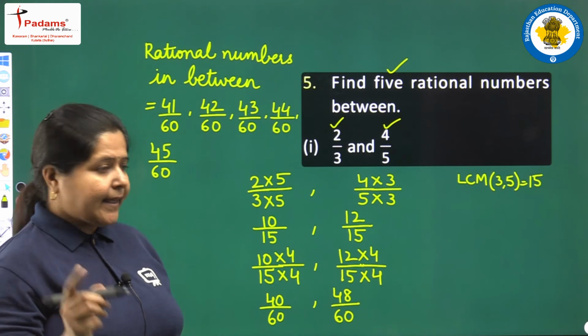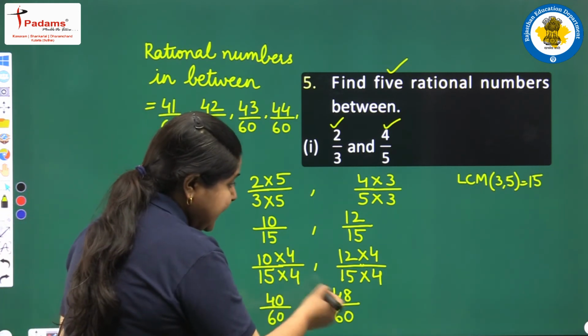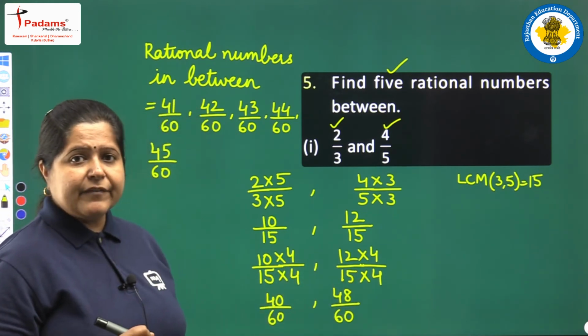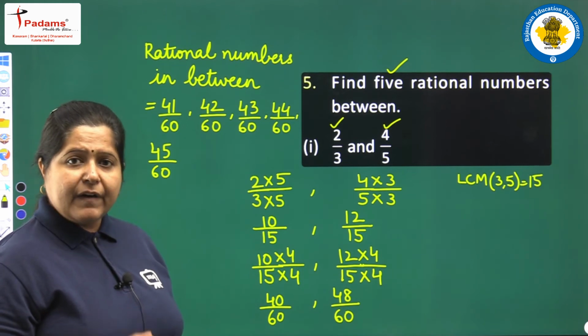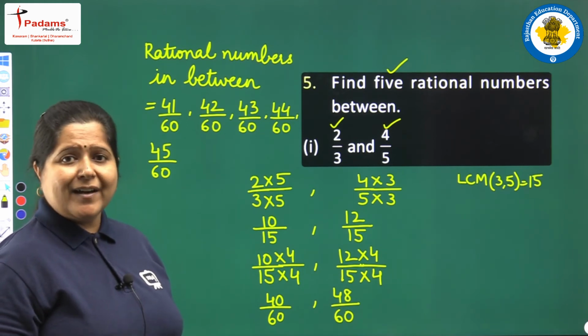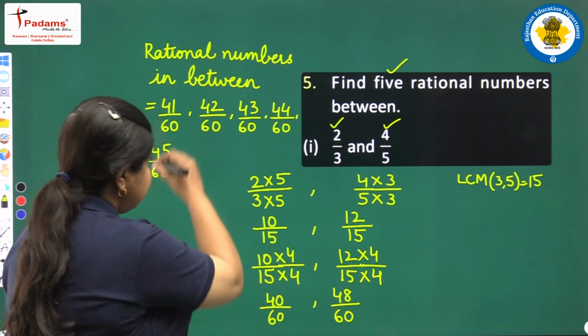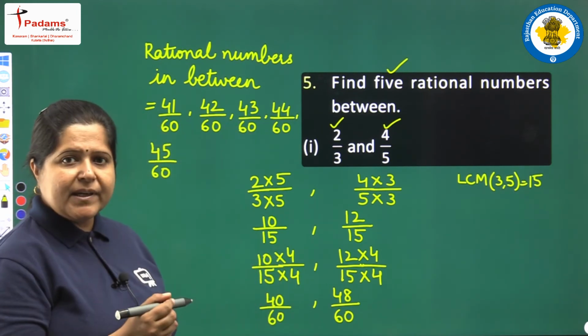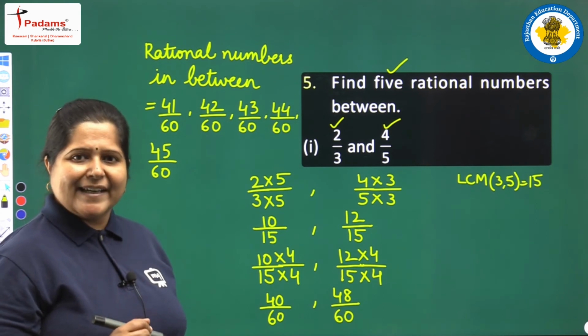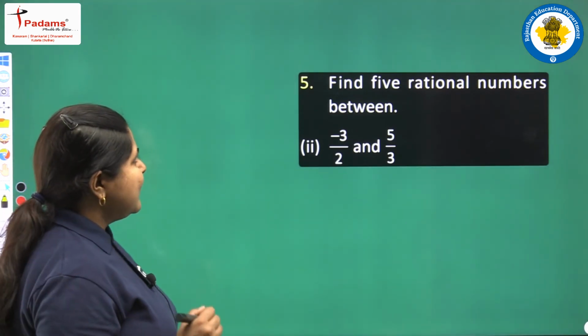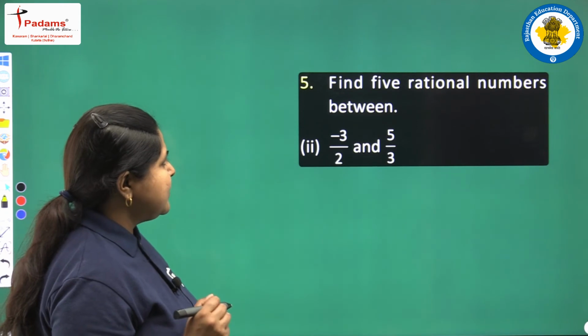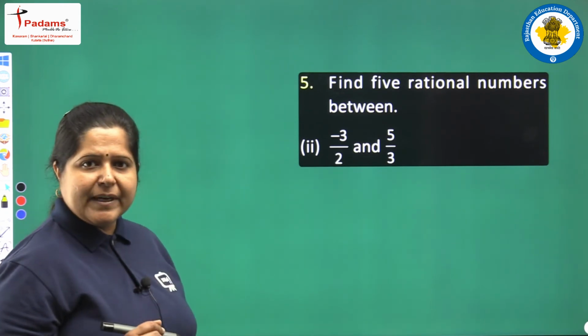Once again, take care, you can multiply by any number. I have multiplied by 4, you could have multiplied by 5, 6, 10 or even 100 also. Then also the set of numbers, we will be getting different answers, then different set of numbers, but they will be also correct. Next we have find 5 rational numbers between minus 3 by 2 and 5 by 3.